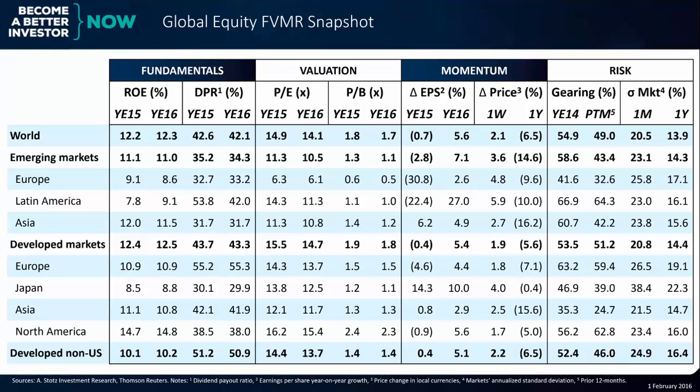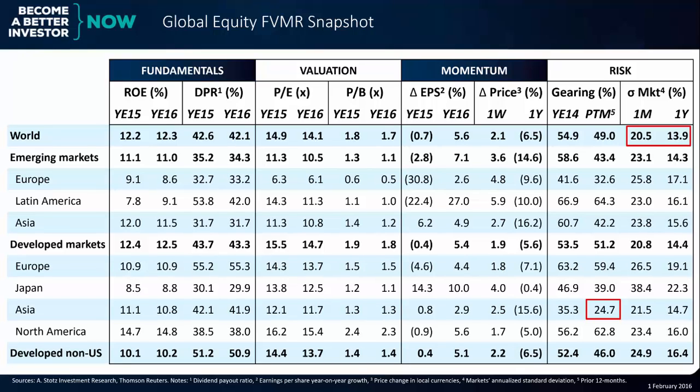Finally, let's look at risk. We look at gearing or balance sheet risk, and then we look at price risk. This is the standard deviation or the volatility of that particular market or region. So we can see, for instance, that the prior 12-month, that's the PTM up there, prior 12-month gearing in Asia was 24.7%, meaning Asia is not highly geared compared to the rest of the world. Then we can see, for instance, that the volatility over the last month has been quite high for the world at 20.5 versus 1 year at 13.9.